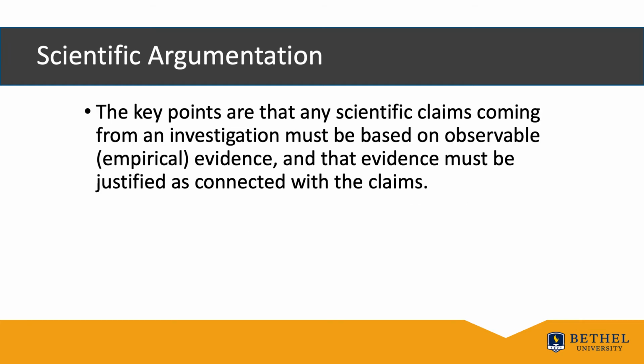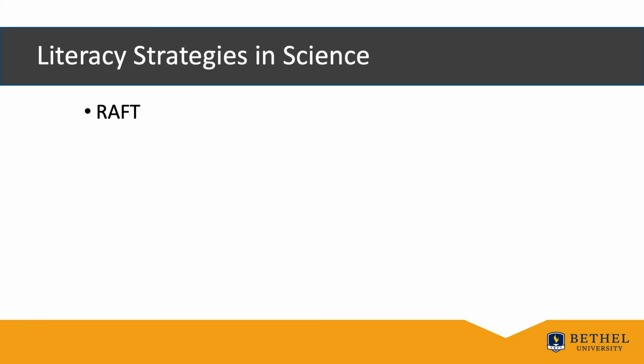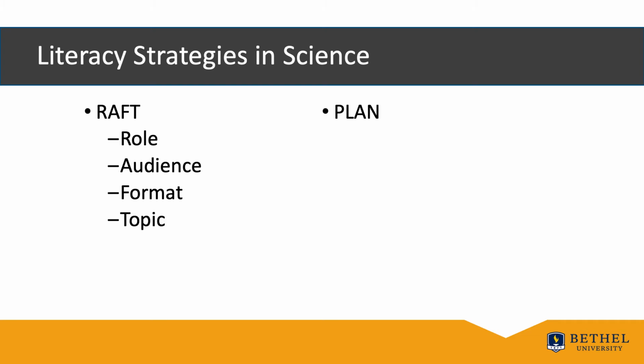The key points are that scientific claims coming from an investigation must be based on observable empirical evidence, and that evidence must be justified as connected with the claim. So I have a website right here that is also listed in the website section of this module, and I'd like you to take a look at that. But when we look at literacy strategies in science, we have the RAFT model, which has the components of role, audience, format, and topic. And we have the PLAN model, which has the components of plan, locate, add, note.